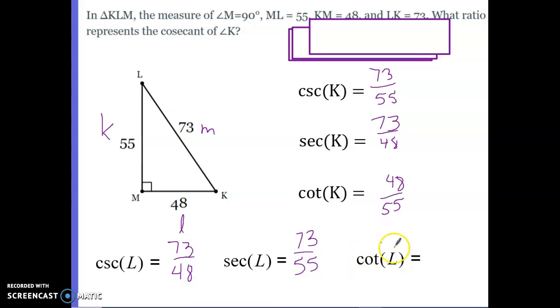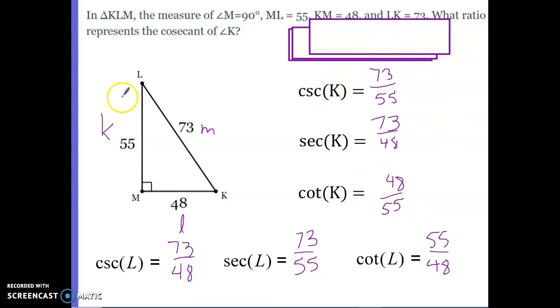All right, and then the last one we have here, cotangent. Cotangent is the reciprocal of tangent. Tangent is opposite over adjacent, so cotangent will be adjacent over opposite. So I'm going to go to angle L right here, adjacent, that's this one, next to but not the hypotenuse. Adjacent over opposite. Opposite is across from, so here's the opposite right here. 48 is the opposite.